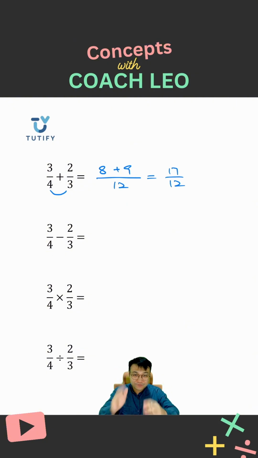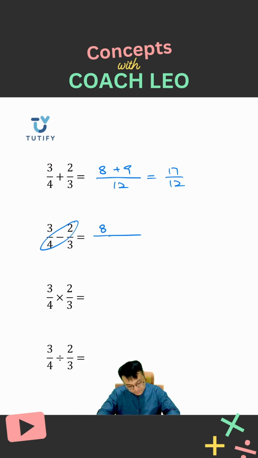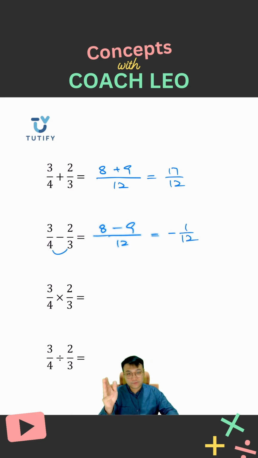Same answer. Do you find this faster? It works for subtraction as well. Let's take a look. 2 times 4 is 8, minus 3 times 3 is 9. And then you take 4 times 3 to give you 12. You get a negative answer. So you must be careful with this method.